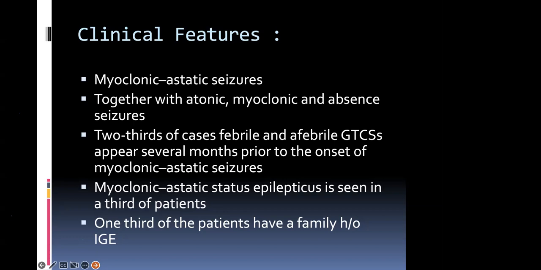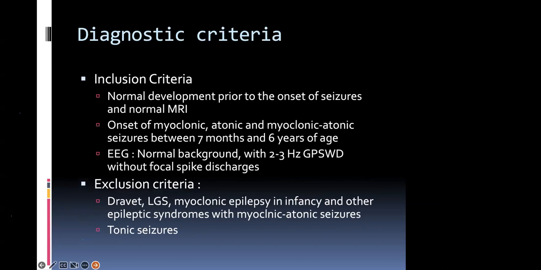The inclusion criteria are normal development prior to the onset of the seizures and a normal MRI. Onset of myoclonic and atonic seizures, which can come independently or together. One time you can get a myoclonic seizure, one time a drop attack, or they can come together. Onset is between 7 months and 6 years of age, with normal background activity, and on the EEG you can see 2 to 3 Hz generalized spike and wave discharges without focal spike discharges.